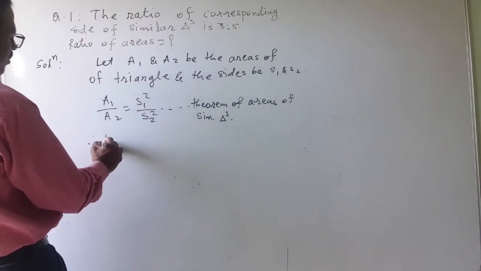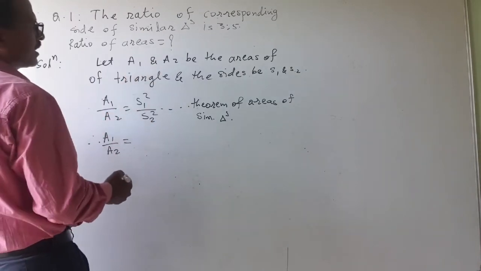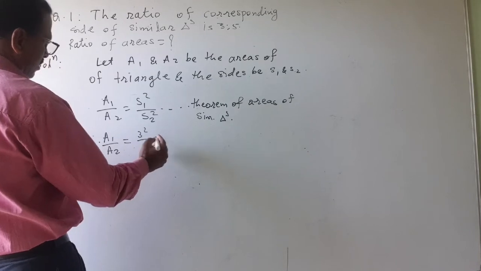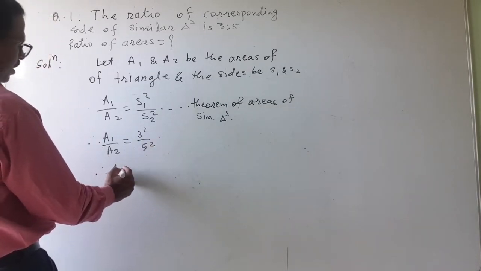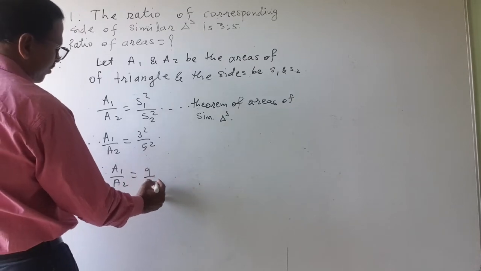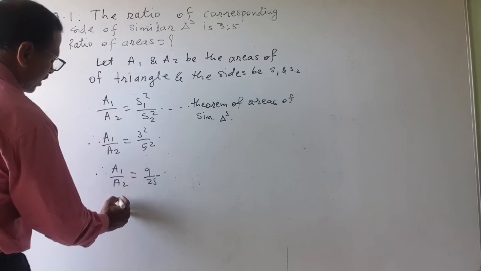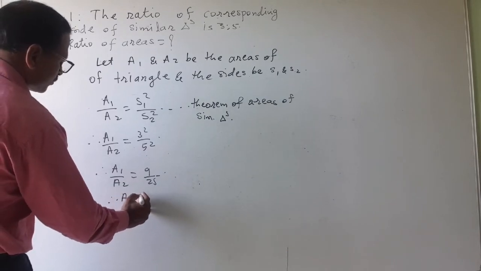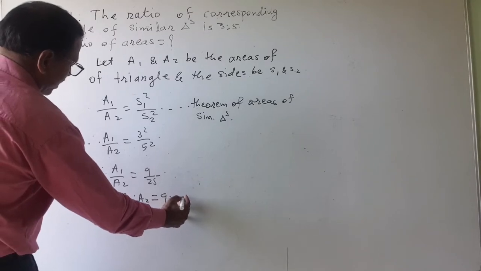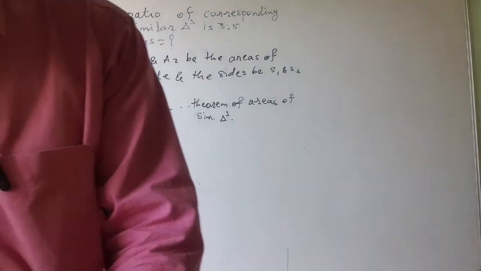Therefore, A1 upon A2 is equal to 3 square upon 5 square. Therefore, A1 upon A2 is equal to 9 upon 25. They have asked the ratio. Therefore, A1 is to A2 is equal to 9 is to 25. This will be the answer for this question. Now we'll go for the next sum.